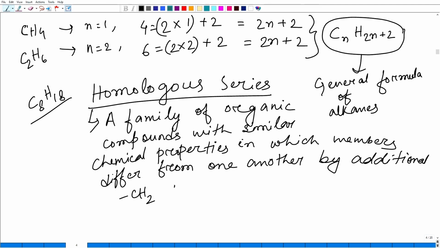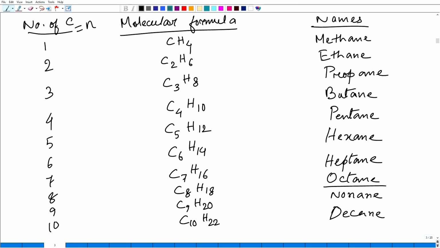Additional CH2 group. So, for each alkane, when we add CH2, then we get the next higher alkane, right. So, if we add CH2 to methane, that is 1 carbon and 2 hydrogens, we get C2 and 2 hydrogens, 4 plus 2 is 6. So, each alkane differs from its next higher alkane by a CH2.